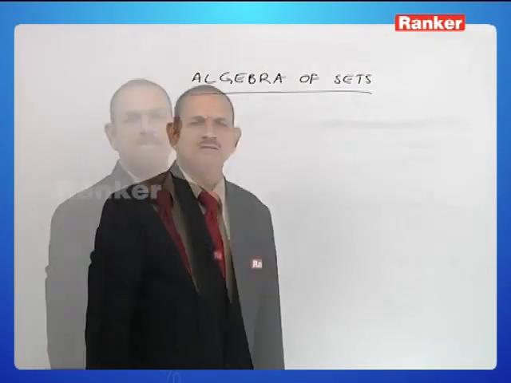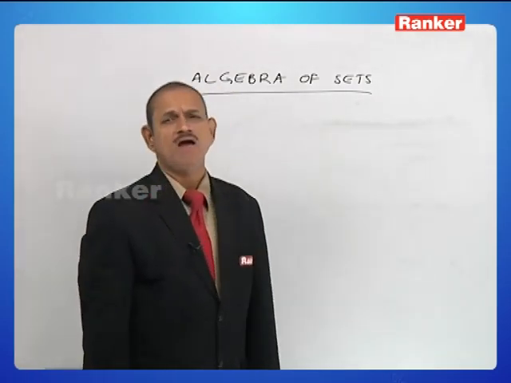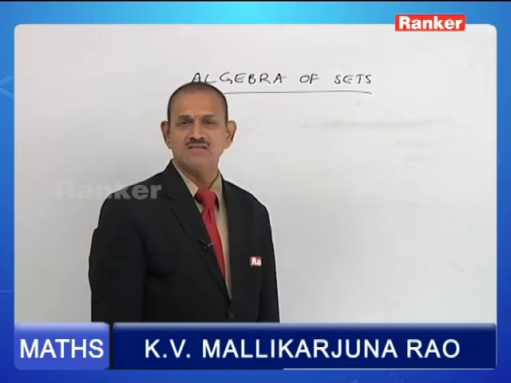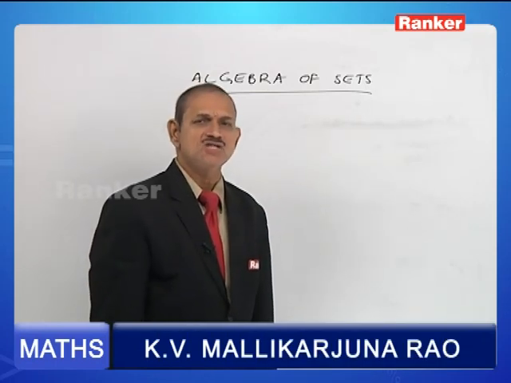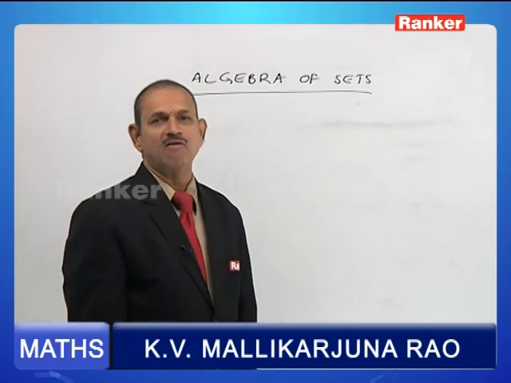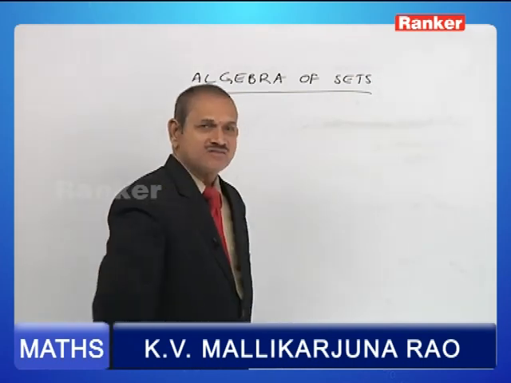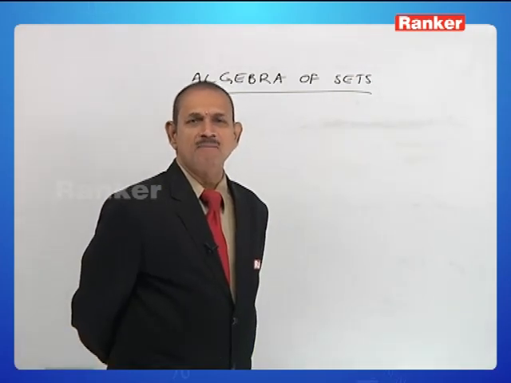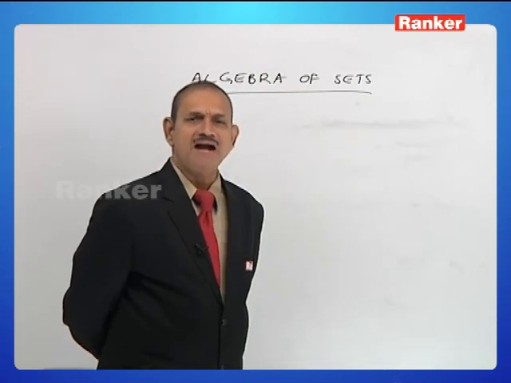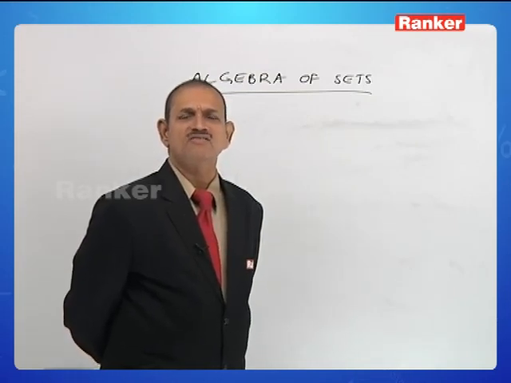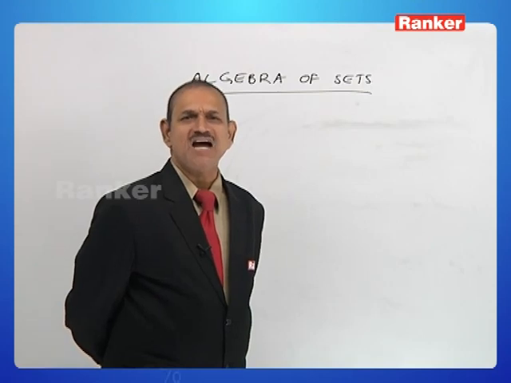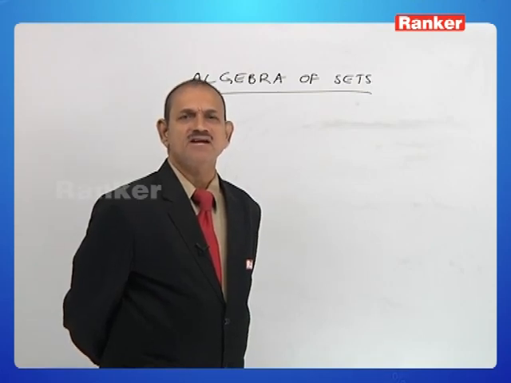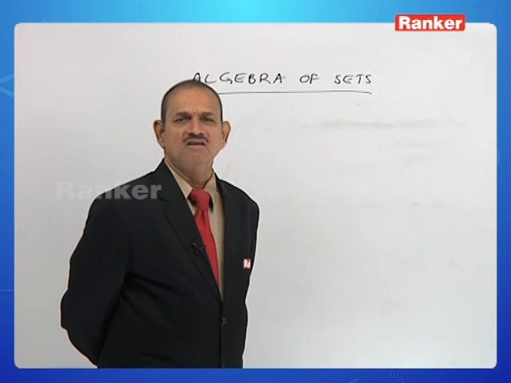Algebra of sets. What do you mean by algebra? It is an operational science, the branch of mathematics which deals with all operations. Algebra of sets deals with all operations on sets. Algebra of matrices deals with all operations on matrices. Algebra of vectors deals with all operations: addition, subtraction, cross product, dot product, like that.